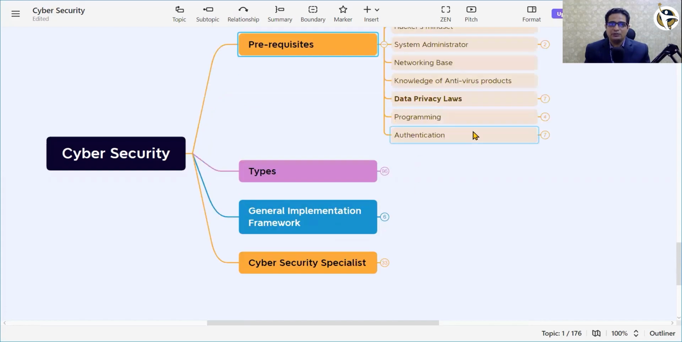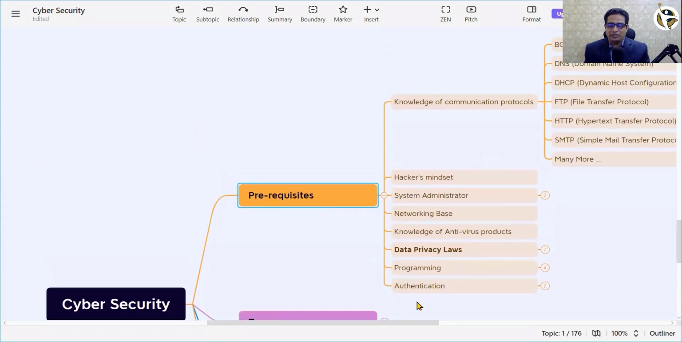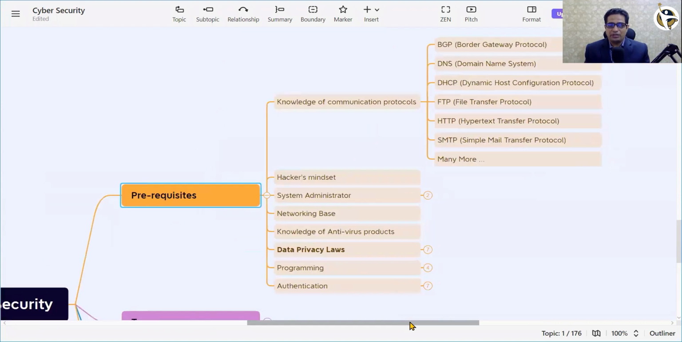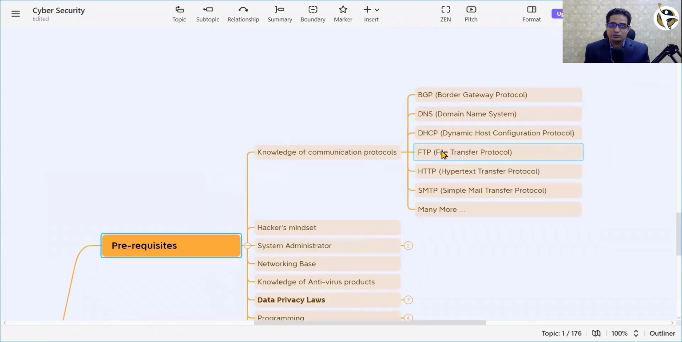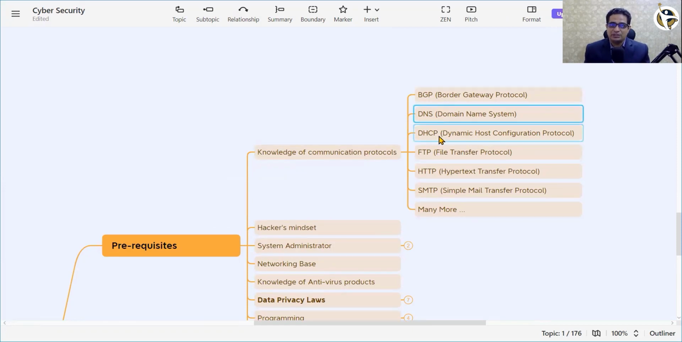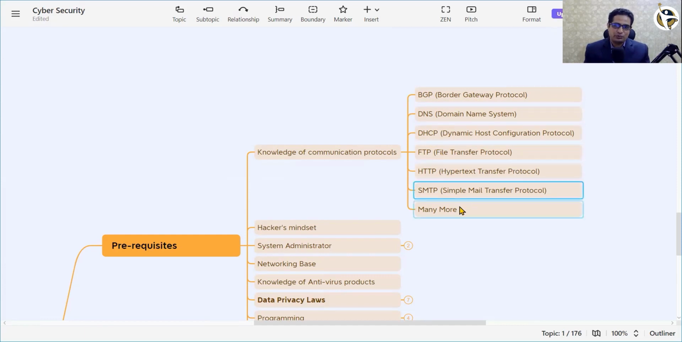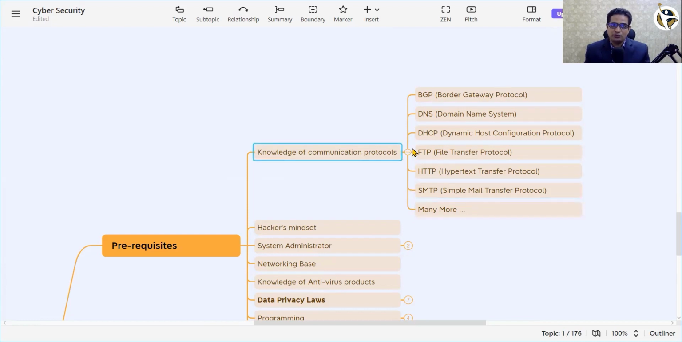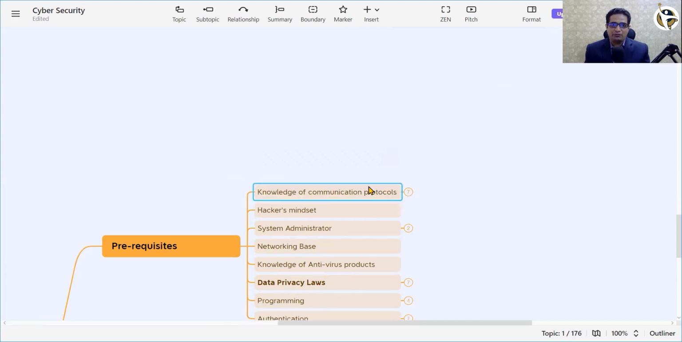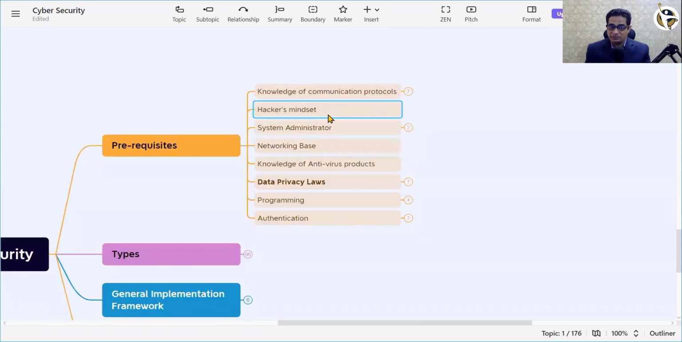So start with prerequisites. When it comes to the cybersecurity specialist, you need to know some communication protocols. That's where you need to know BGP, DNS (domain name system protocol), DHCP, FTP, HTTP, SMTP (simple mail transfer protocol). And there are many other common protocols which you need to know as part of your cybersecurity engineering career. Apart from that, you need to have a hacker's mindset.